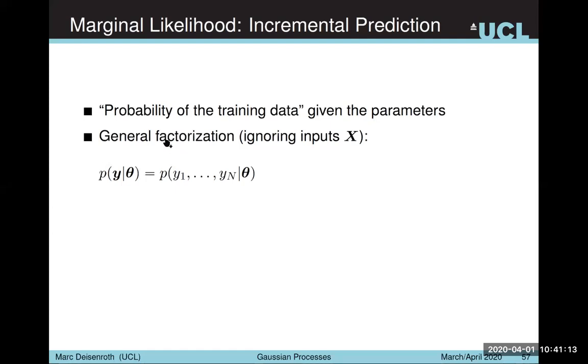Let me just switch again to the other device, so I can derive this more easily.